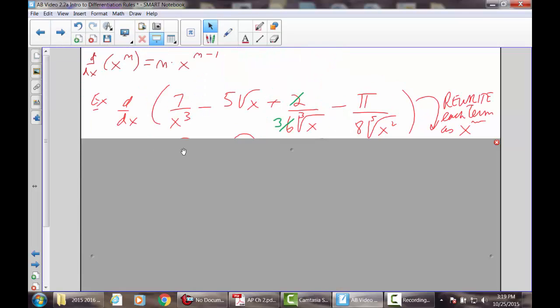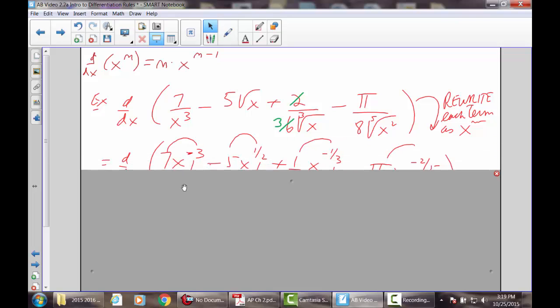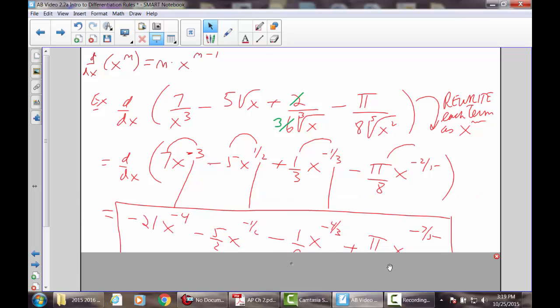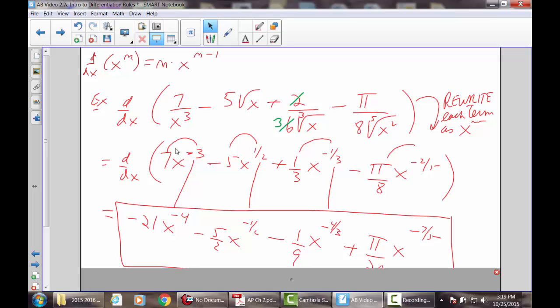So here's another example. Again, you have to rewrite each term as x to a power. So that's x, 7 times x to the third. That's 5 times x to the half. This you would reduce. This is x to the negative a third. Be careful when you bring that up that you make the exponent negative. Same thing here, to the negative 2/5. And then very simply multiply the exponent by the coefficient, subtract 1 from the exponent. Same thing, same thing, same thing.